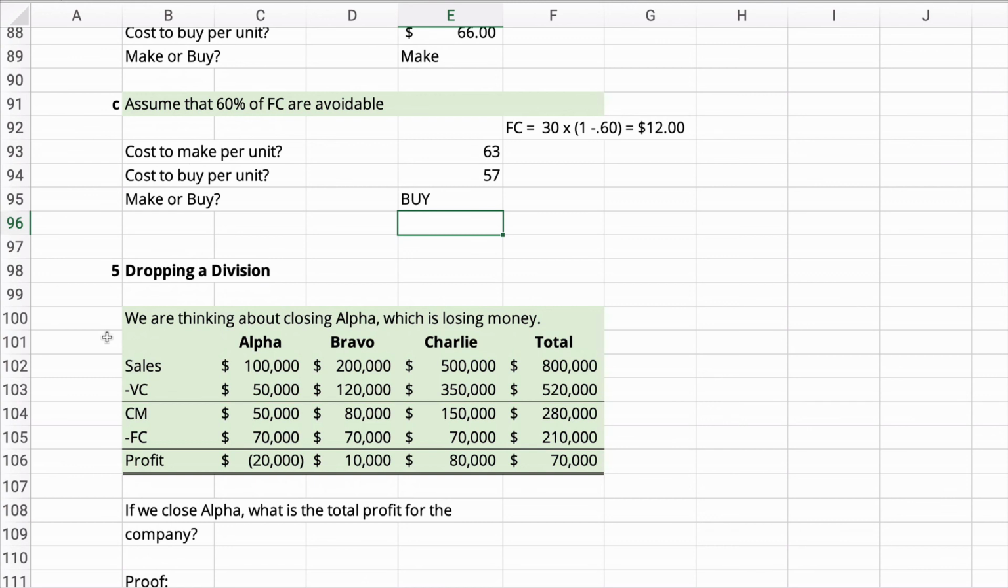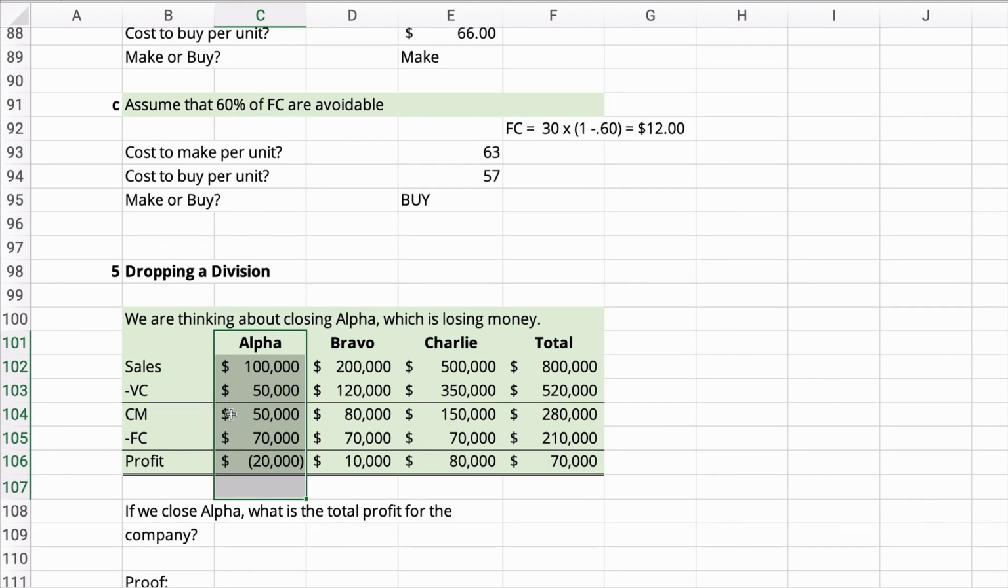So what if we think about, should we close the Alpha division, what would our profit be? If we close Alpha and get rid of this, then we'd only have Bravo and Charlie. What kind of profit would we have? Now, here's the decision error that a lot of people make. A lot of people think, oh, well, you have Bravo and Charlie, you have 10 and 80, so 70,000 will grow to 90,000. So yes, we would do it. We'd just get rid of the losing division. Well, let's think about this.